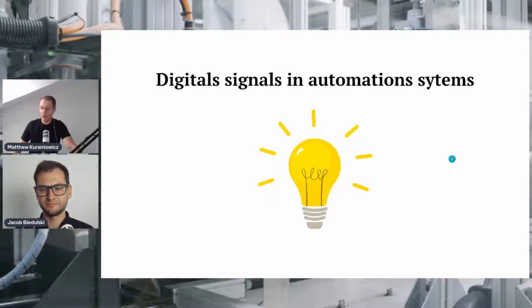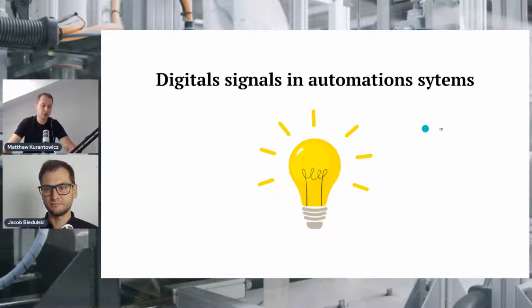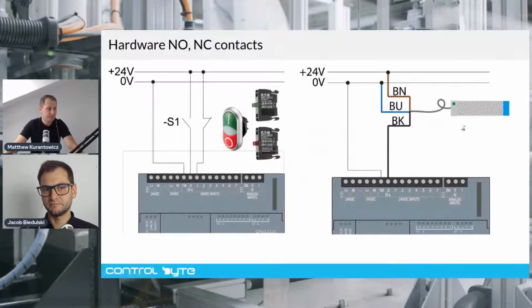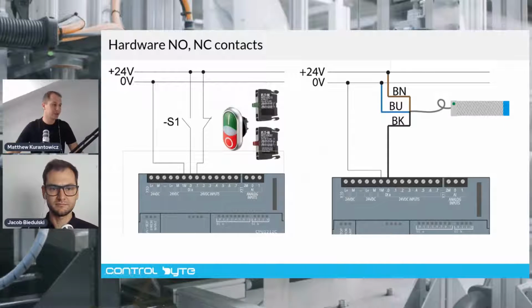Okay, let's start with the topic of our live stream, and let's describe digital signals in automation systems. Okay, Jacob, so you can describe what we have here on the slide. We have hardware, normally open and normally closed contacts, and sensor.